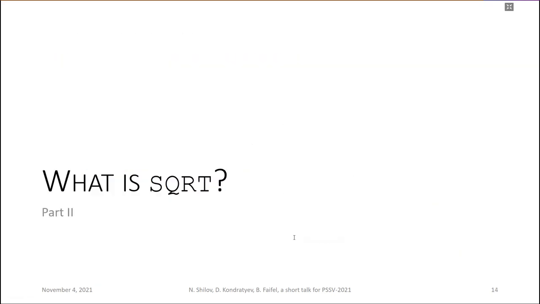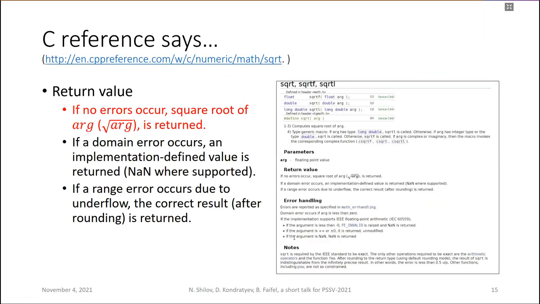What about simpler functions? The situation is a little bit better with the standard function for square root. But again, read this awful statement from the reference. If no error occurs, the square root of the argument is returned. So have you ever seen a standard square root function return square root of 2 divided by 2? Never. So this statement is not a specification at all.